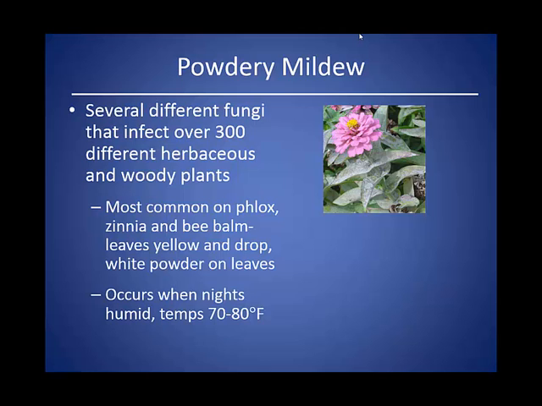But the leaves and the blooms also will get the powdery film on them. And depending on how severe it is, you may lose some leaves. Usually the whole plant won't die, but you'll lose some leaves. The disease likes it when it's humid and the temperatures are high at night. So we see a lot of it later in the summer.